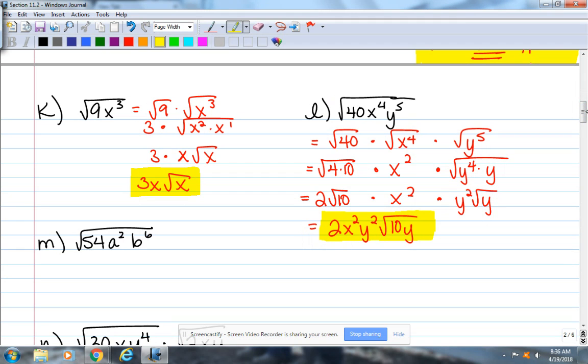All right, look at M. It says radical 54 a squared b to the 6. So what do we do first? Yeah, we'll give them all their own radicals. So radical 54. Those variables are going to be nice to me, aren't they? How do I know those variables are going to be nice to me? They're all evens. They're all even exponents. Okay, so we just got to really worry about the square root of 54. So what's the largest square number that goes into 54?